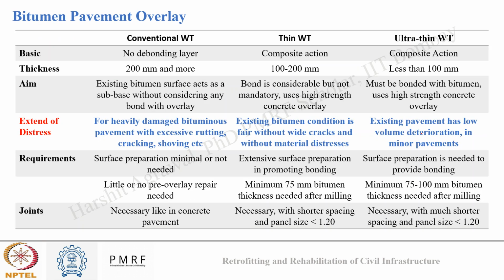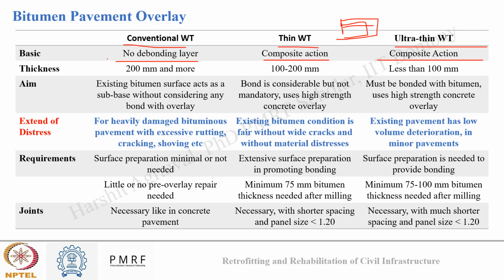Okay, again the choice depends upon various factors, the most important one being the extent of distress in the existing pavement. So we have a conventional white topping, we have thin white topping, and we have ultra thin white topping, which can be used as an overlay in case of bitumen pavement. Here, in the first one, there is no bonding, while in the thin and ultra thin white topping, there is composite action, like both bitumen pavement and the white topping act as a single unit.